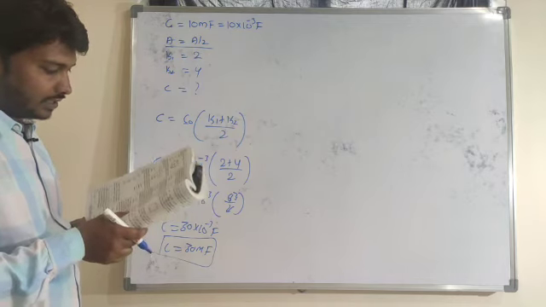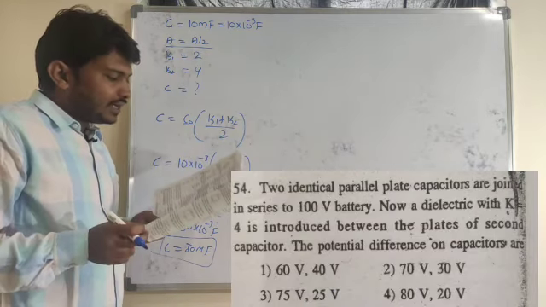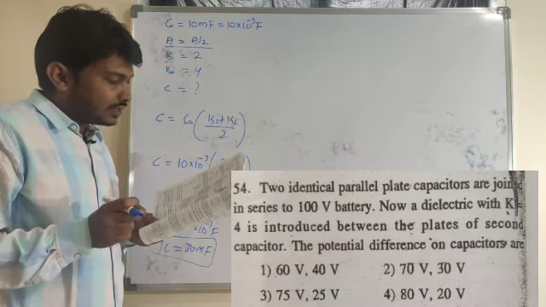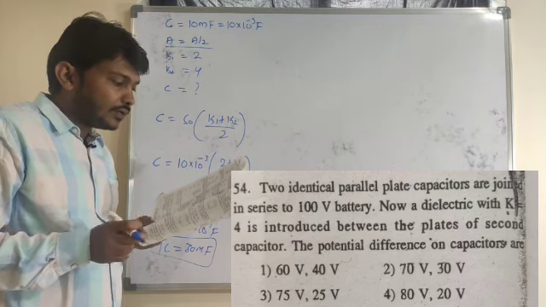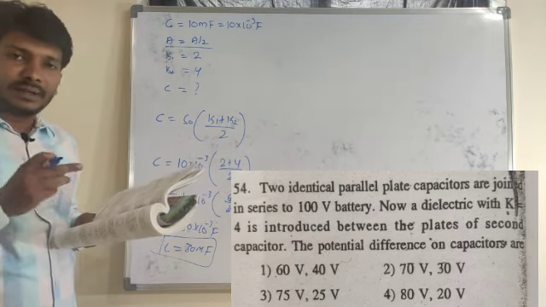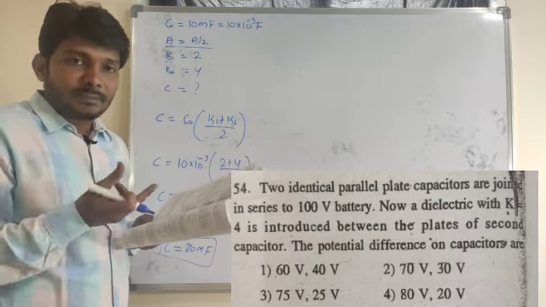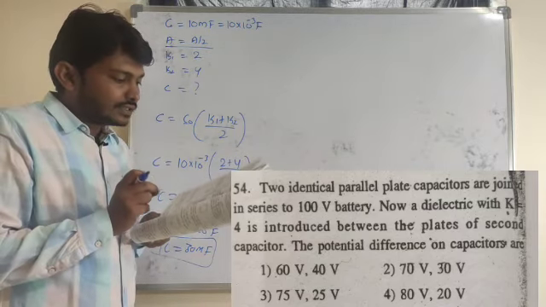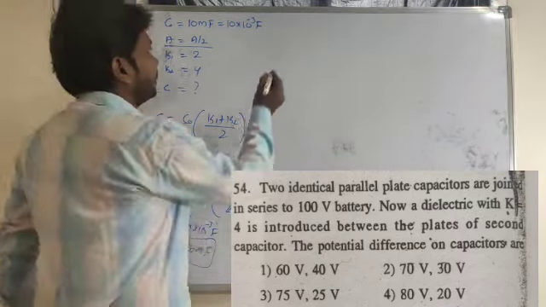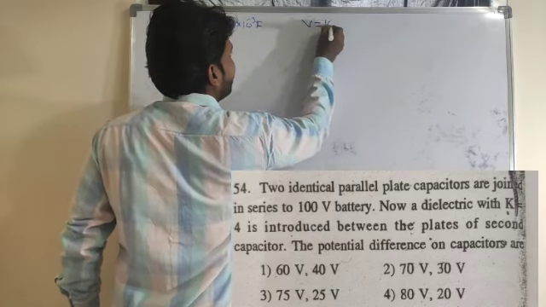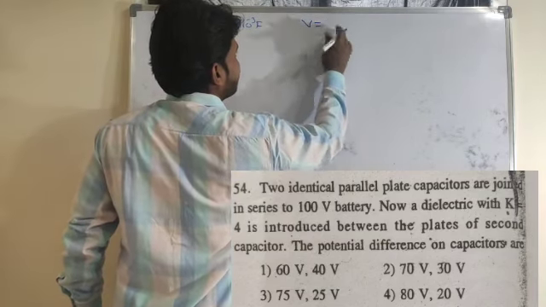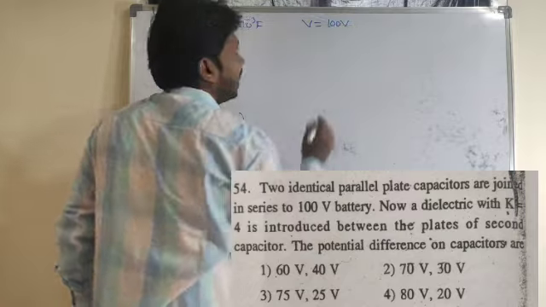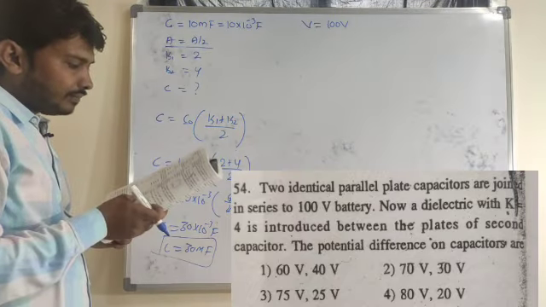Okay, we'll look at the next one. Two identical parallel plate capacitors are joined in series to a 100-volt battery. So two identical capacitors are there. These identical capacitors are connected in a series combination with a 100 volt battery. So what's the voltage value here? 100 volt. So the voltage value is 100 volt here.